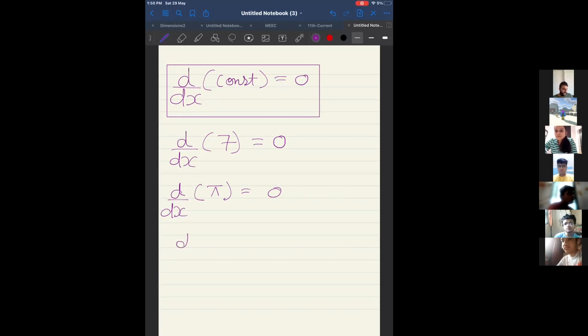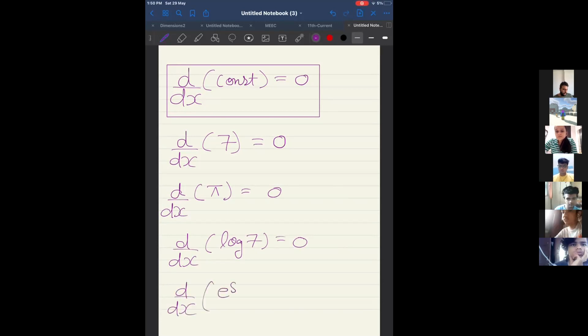Also, can I say differentiation of log 7, which also will be a number? Or can I say the exponential function e power 8? It will be some number. Does it have x? No, it will be 0. Now, this you understood, correct?